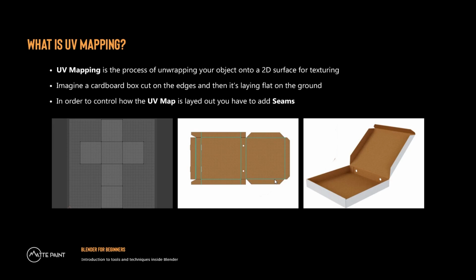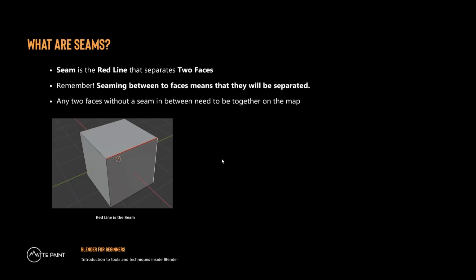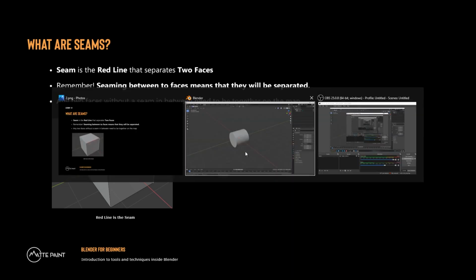So what are seams? A seam is the red line that separates two faces, like here for the example. Remember that seams between two faces mean that they will be separated, but faces without a seam need to stay connected on the map. So let's try this in practice.